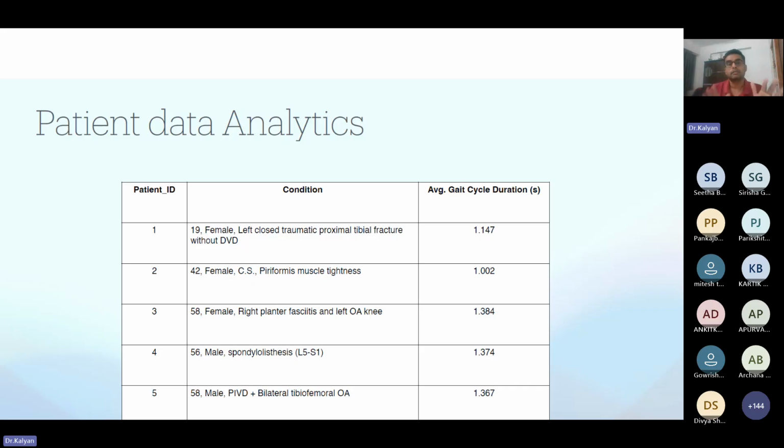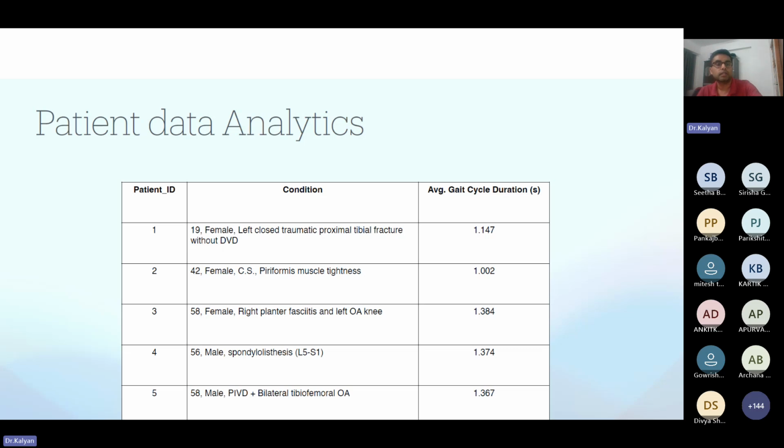Each of them had a different medical condition of their lower limbs. It could start from the hip to the lower limbs. So one was some kind of tibial fracture. We don't know the details. One had muscle tightness. One had some arthritis on the left knee, something else on the right knee. Another person had spondylitis, and so on and so forth.